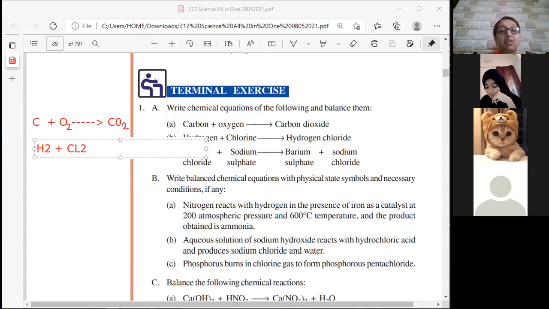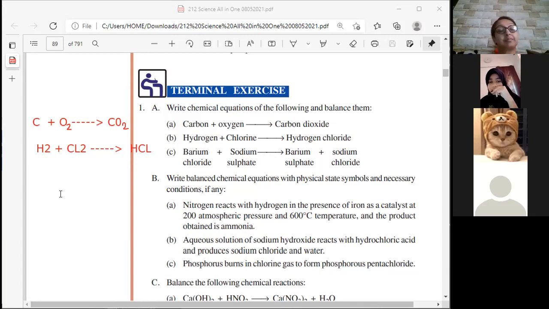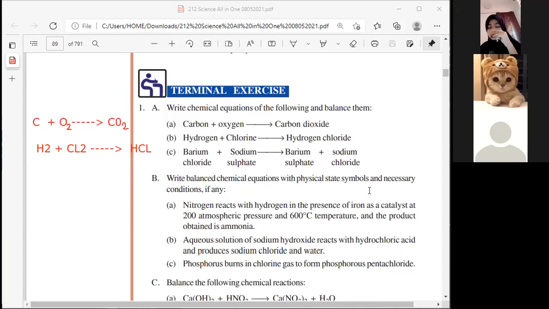Yes. H2 plus Cl2 will give me HCl. Am I right? Yes, ma'am. Is this a balanced equation? No, ma'am. How do I balance it? Two. Do you know how to balance, Apya? Yes, teacher. Barira, do you know how to balance it? Sufyan, do you know how to balance it?